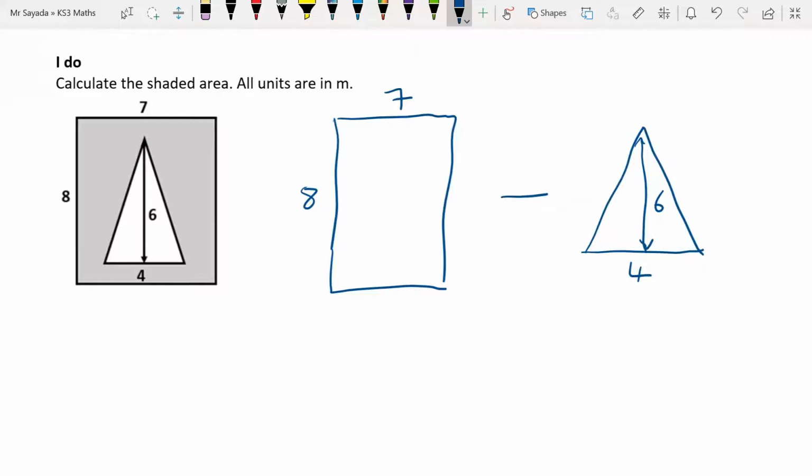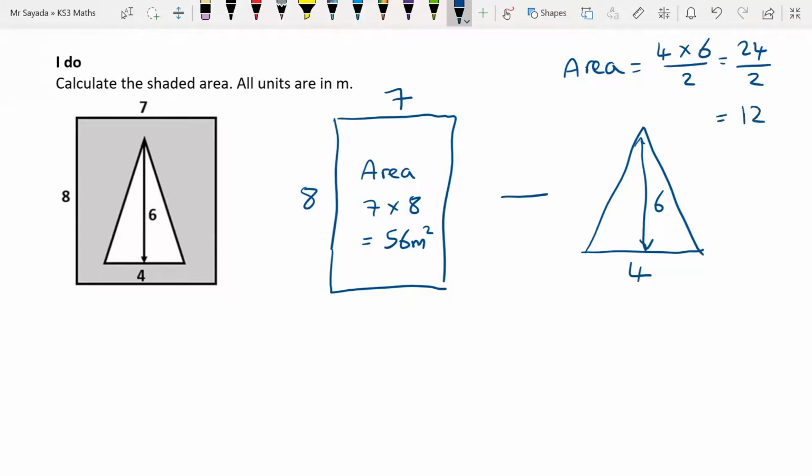So I'm going to work out the area of each shape individually. So the area of this rectangle, so it's a rectangle, so it's base times height, 7 times 8, which is 56 meters squared. The area of this triangle, so it's a triangle, so I need to do base times height over 2. So that is base 4 times height 6 over 2, which is 24 over 2, which is 12 meters squared. So altogether, shaded area will be 56 minus 12, which is 44 meters squared.